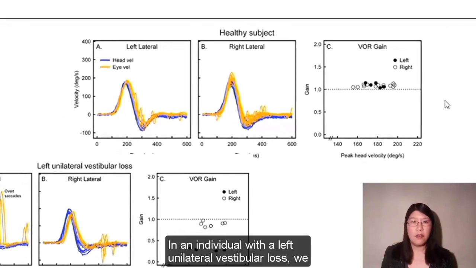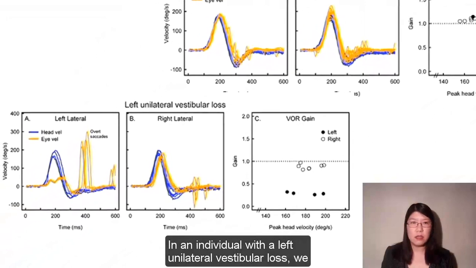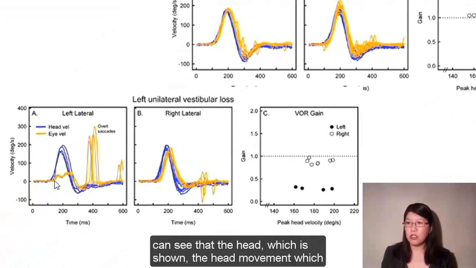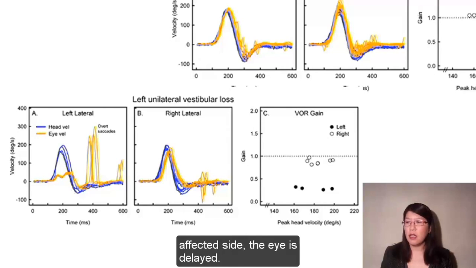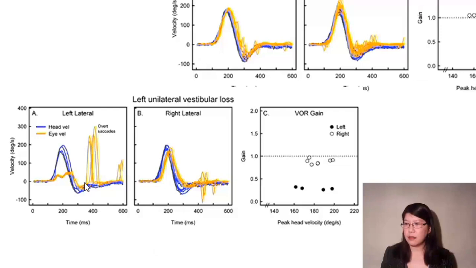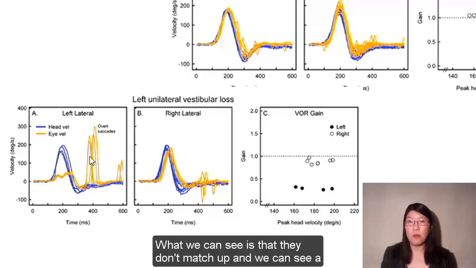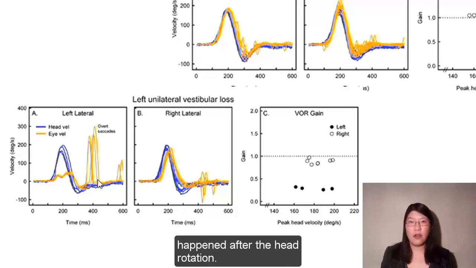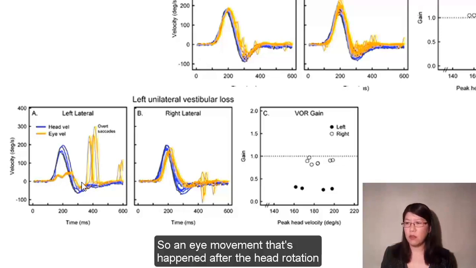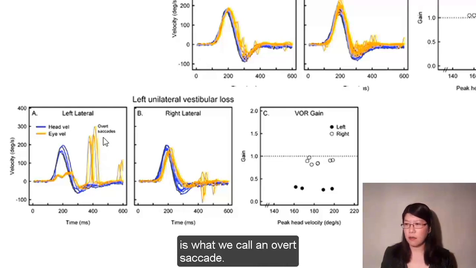In an individual with a left unilateral vestibular loss, we can see that the head movement, which is shown in blue, moves first, and when turning towards the affected side, the eye is delayed. So the eye movements in yellow are delayed. What we can see is that they don't match up, and we can see a large spike here, which indicates an overt saccade that has happened after the head rotation. So an eye movement that's happened after the head rotation is what we call an overt saccade.